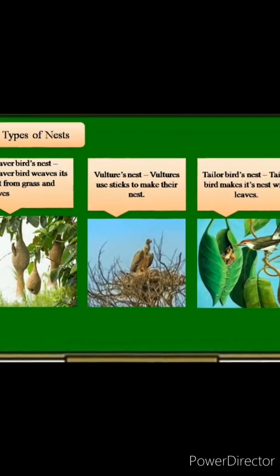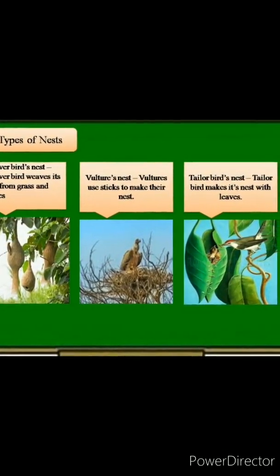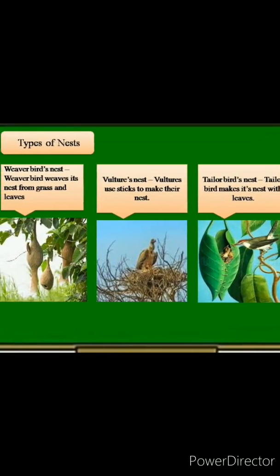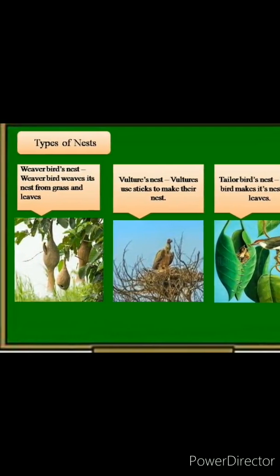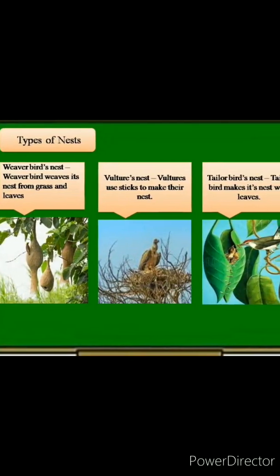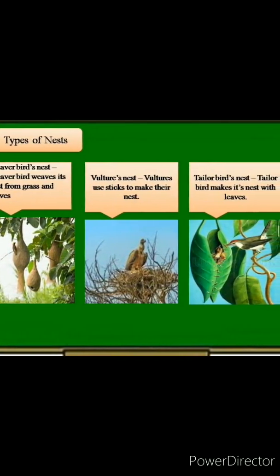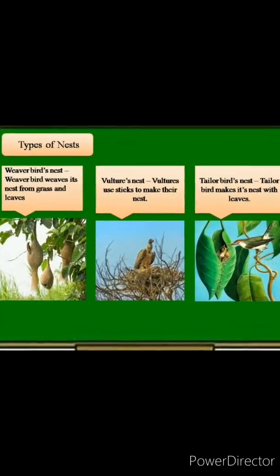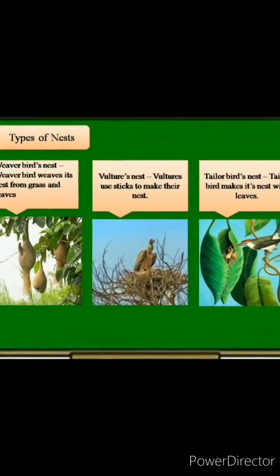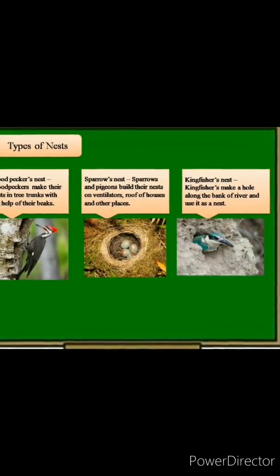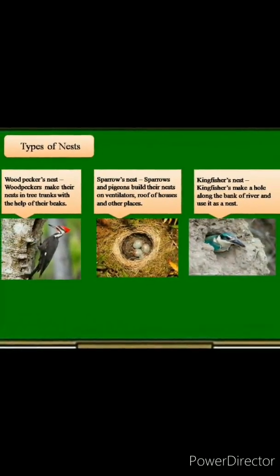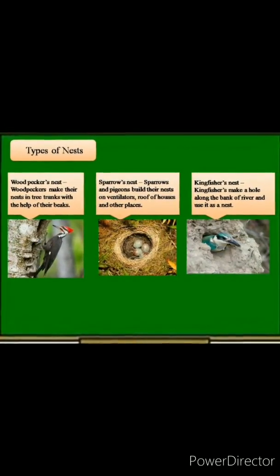Tailor bird's nest. This bird makes its nest with leaves. It uses its beak as a needle to sew the leaves using thread and wool. Woodpecker's nest. Woodpeckers make their nest in tree trunks with the help of their beaks.